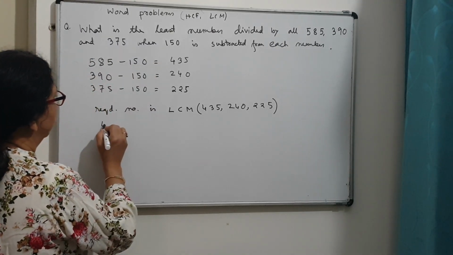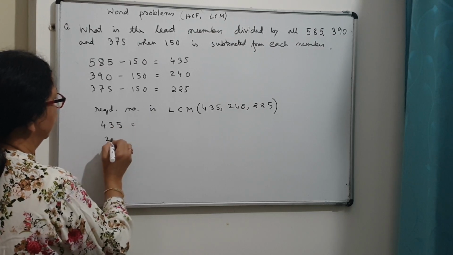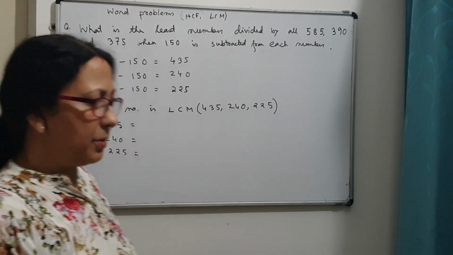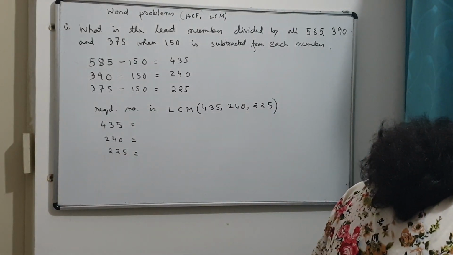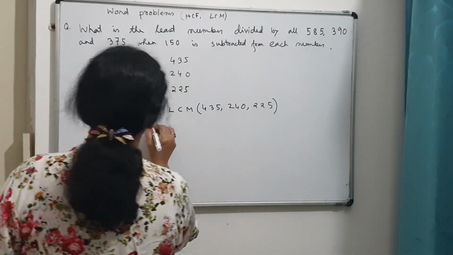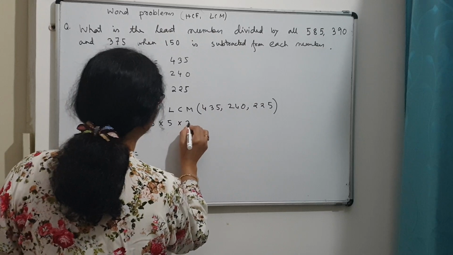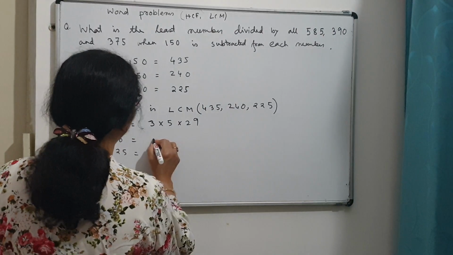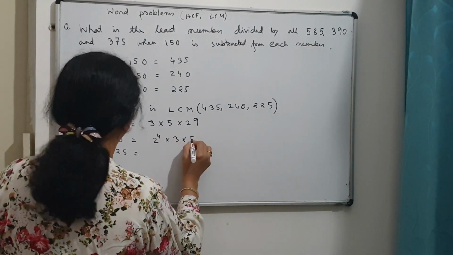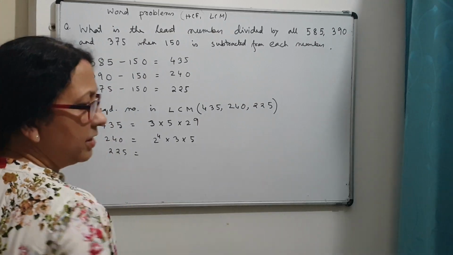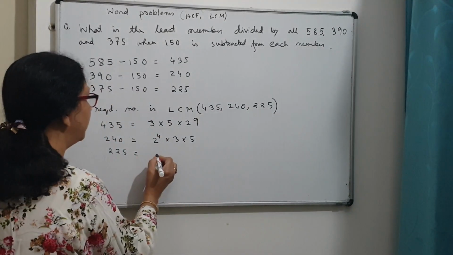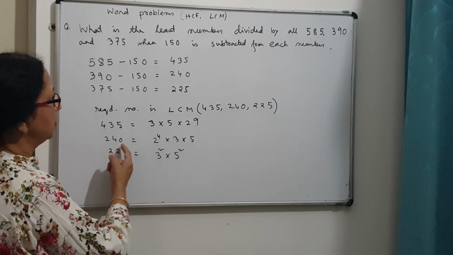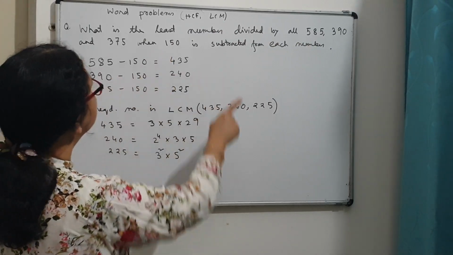So we have to find out the prime factorization of the numbers 435, 240 and 225, and from that we can find out the LCM. So the prime factorization of 435 is 3 into 5 into 29. You can do it yourself. And 240 is 2 to the power 4 into 3 into 5. And the last one is 225, it is 15 square, so we can write 3 square into 5 square. So these are the prime factorizations of these three numbers, which are obtained by subtracting 150 from each number.